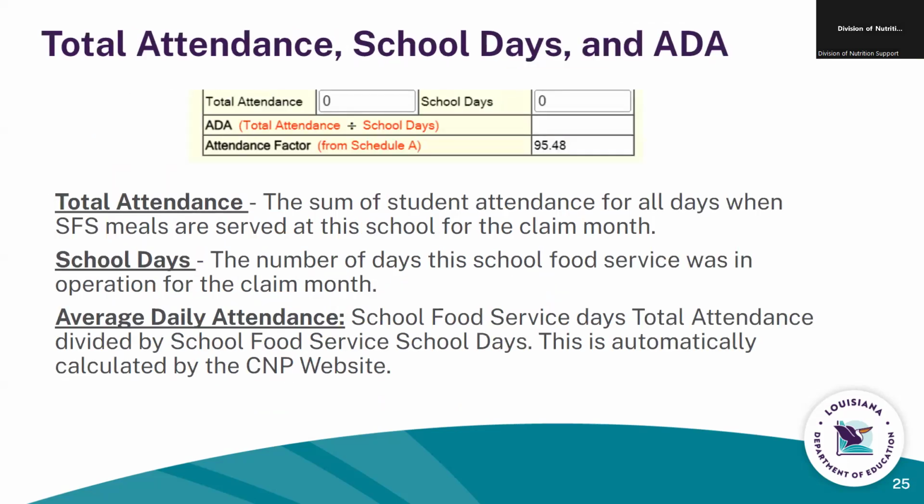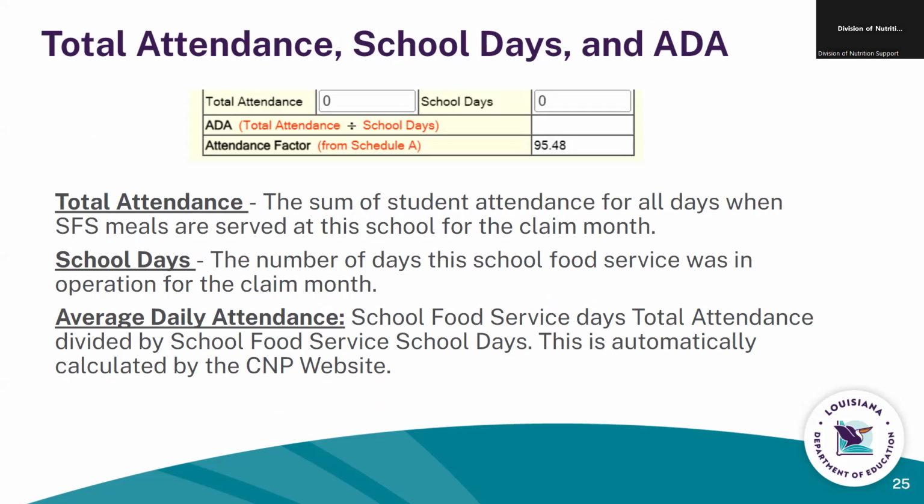So total attendance. Total attendance is the sum of student attendance for all days when school food service meals are served at this school for the claim month. And so attendance is a number that you would get from your front office. So the actual count of students in attendance each day that you're serving those foods.